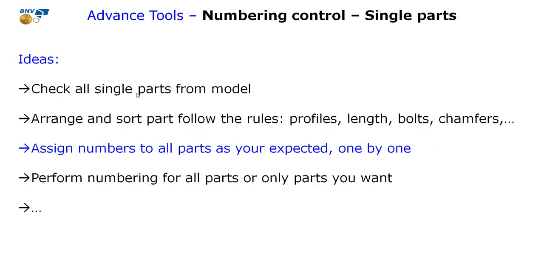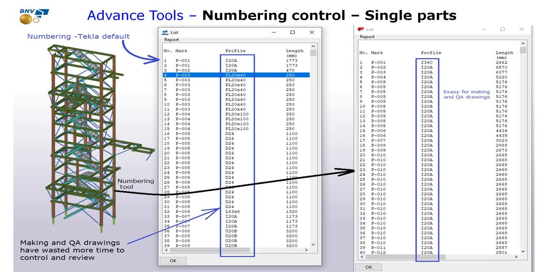The idea is that we get our single bars from the model. We arrange and sort the bars following the rule: profile, length, both parameters, and we assign a number to all bars as you expect, one by one. After that, we perform numbering for all bars or only the bars you want. For example, with Tekla default numbering, the bar marks are arranged randomly, depending on the order in which you modeled the bars.